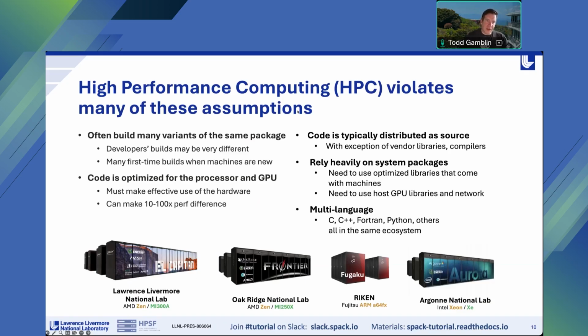In HPC, we often have to build on different bleeding edge platforms, with lots of different variants of the same package. You may enable or disable different build options depending on what you're doing. You may optimize for the processor or the GPU, so you have to care about the microarchitecture or the compute capability, and not doing that can make a 10 to 100x performance difference. The code's typically distributed as source, and so you want to be able to build this from source on the host machine. And despite all that, we also rely heavily on system packages. So on most of the big machines, we really care about using the system MPI, because it's tuned for the network on the system.